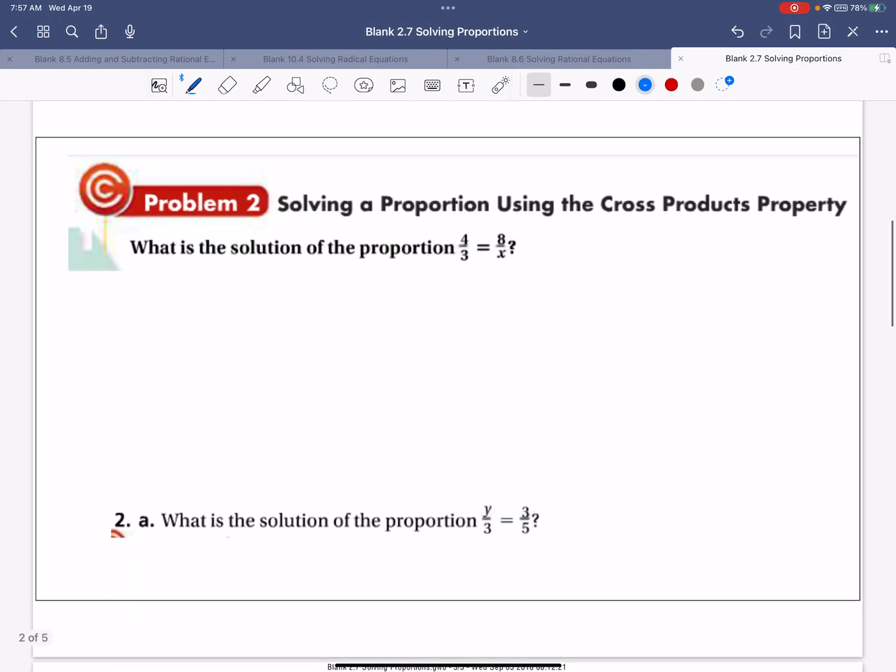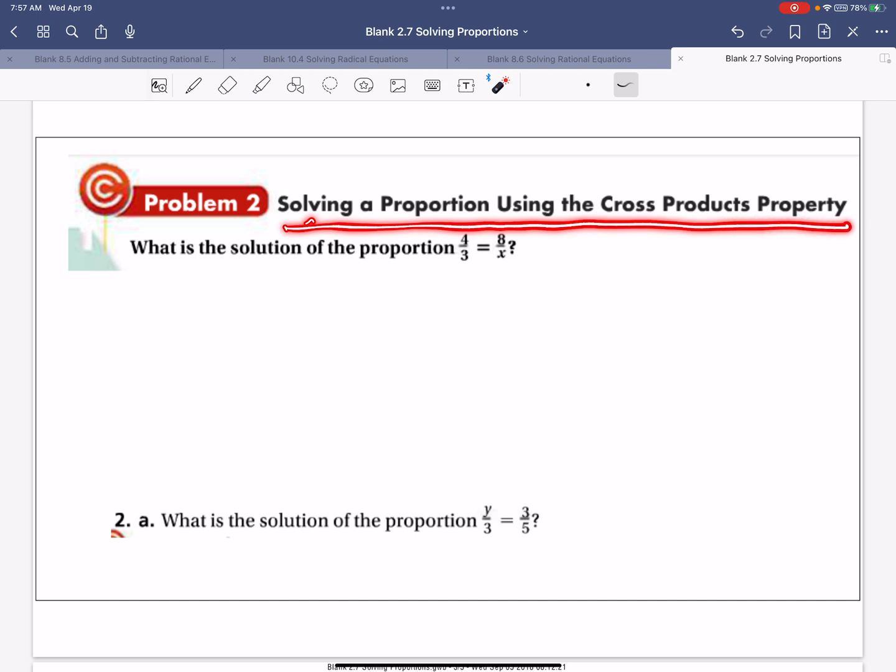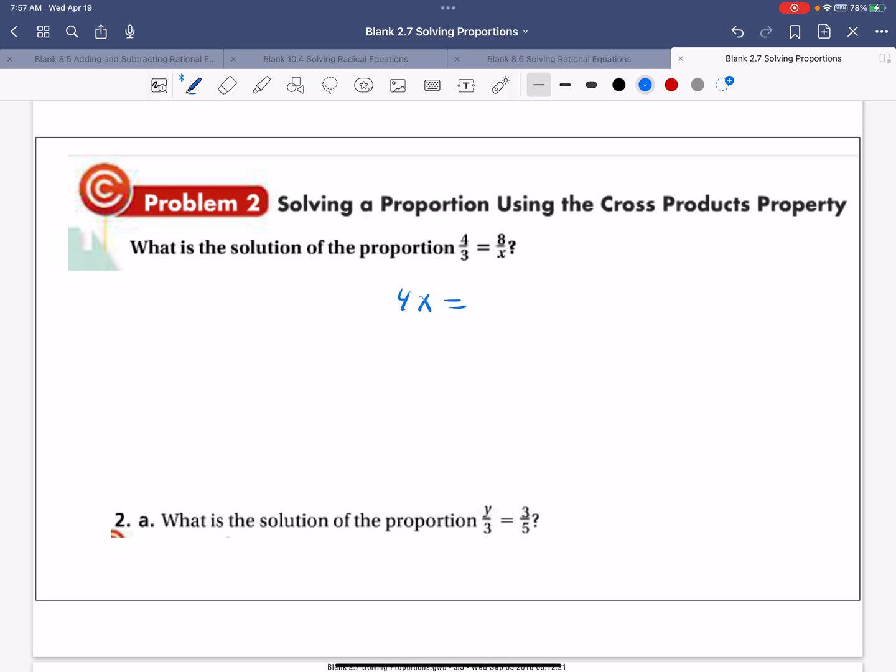All right, moving on. So solving a proportion using the cross product property. All it means is cross multiply, so more of the same. 4 times x is 4x. 3 times 8 is 24. We will then divide both sides by 4. And this one divides equally, so 24 divided by 4 is 6.